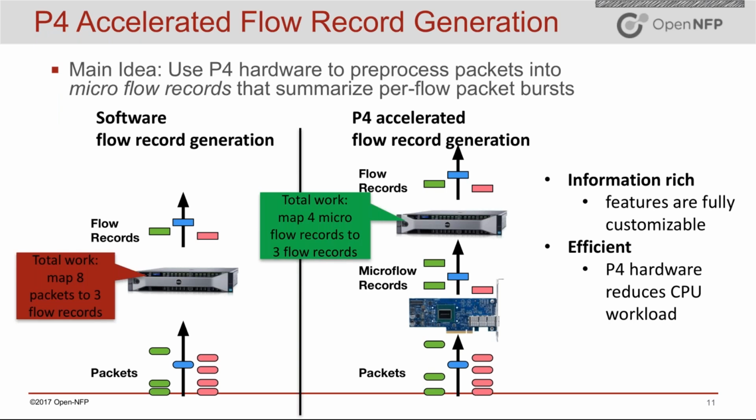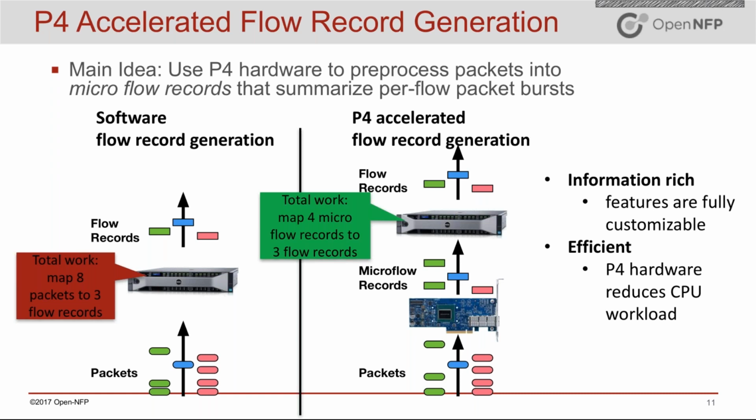So the main idea is that we use P4 hardware to pre-process packets into what we call microflow records. The idea of a microflow record is that it basically summarizes a burst of packets within a specific flow. The P4 hardware generates these microflow records and sends them to software, which aggregates them much in the same way that it would aggregate regular packets into flow records.